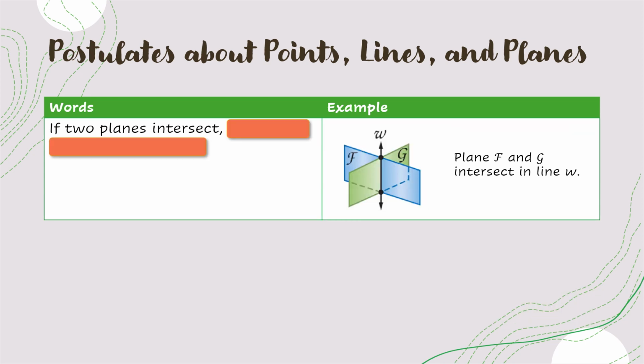Okay, our last postulate. If 2 planes intersect, then their intersection is a line. So if planes intersect, they intersect in a line. We'll never have 2 planes intersecting at just 1 point. It's always going to be a line. Okay. So these are our postulates.